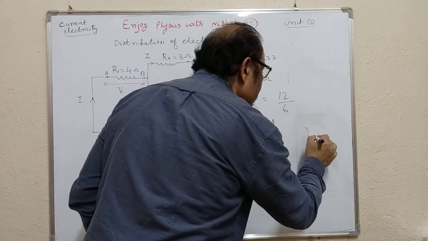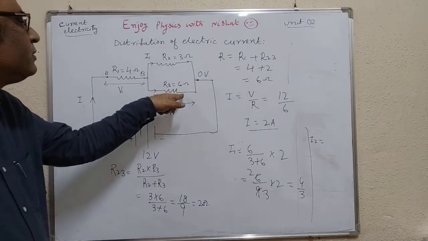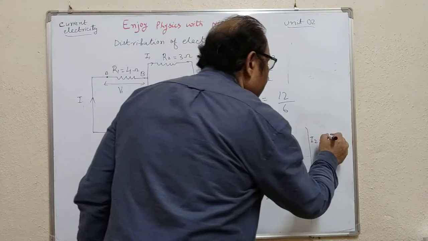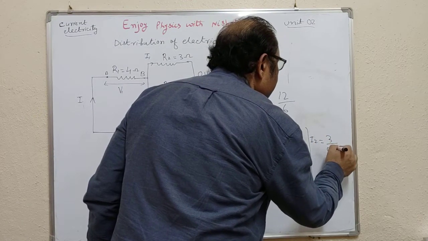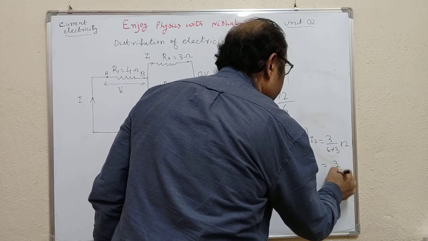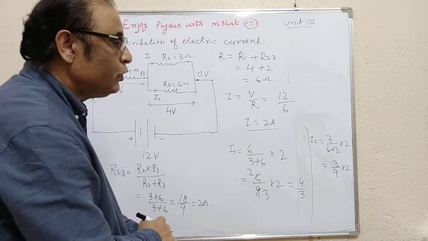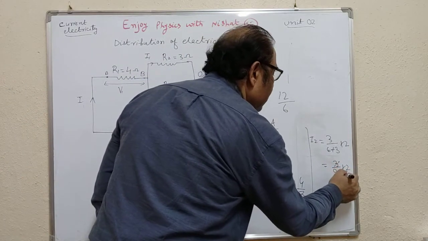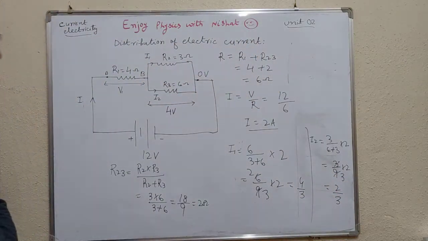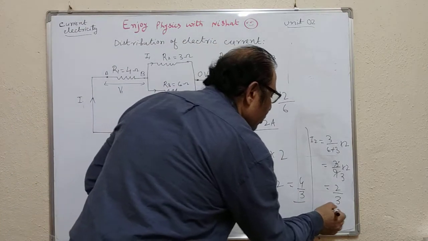Similarly, you are going to find I2. Because I2 is passing through 6 ohm, we take the I1 resistance, that is 3 ohm, and again 6 plus 3 into main current. So 3 upon 9 into 2, and 3 threes are 9, so that is 2 upon 3. In the same way, we got 4 upon 3 and 2 upon 3. So I1 is 4 upon 3 and I2 is 2 upon 3.